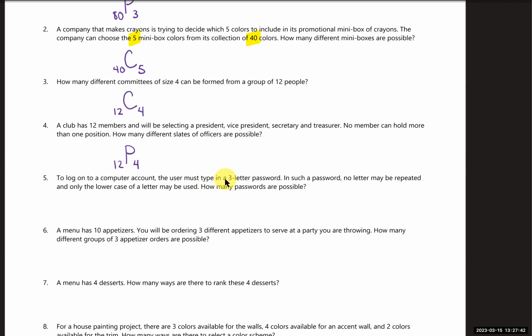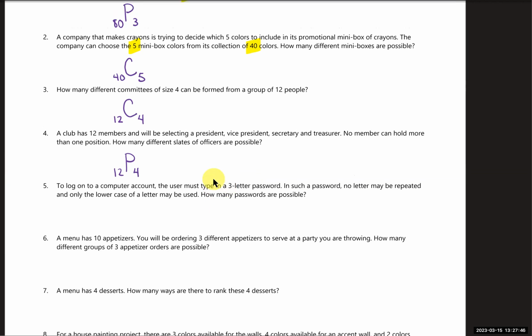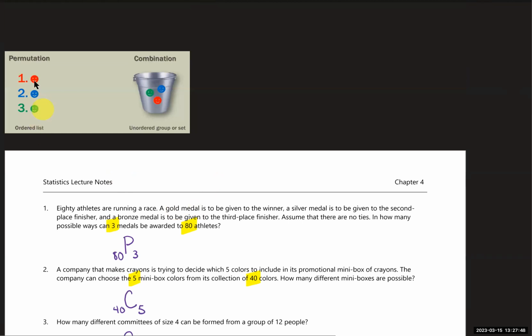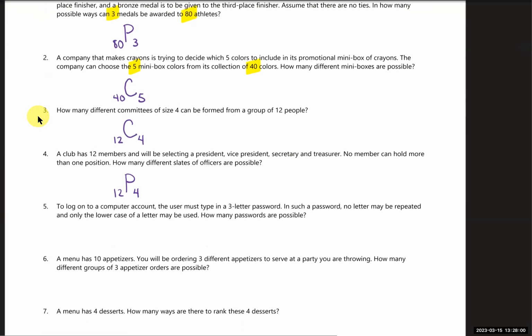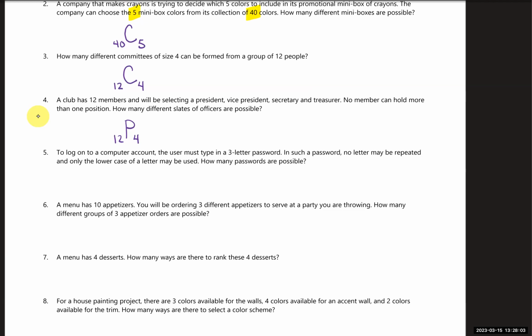So would positioning matter, or is your password just a group of letters? So I'm just going to return to my picture here. If this were your password, red, blue, green, that would be a different password than, say, green, blue, red. So changing the order of the letters, of course, would create a different password. So that would be a permutation. The arrangement there and different orders will give you a different password.